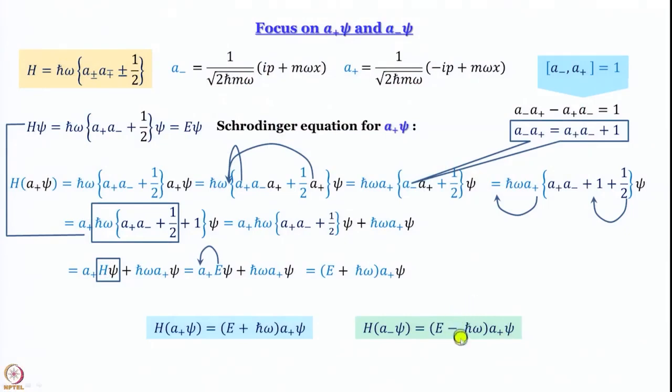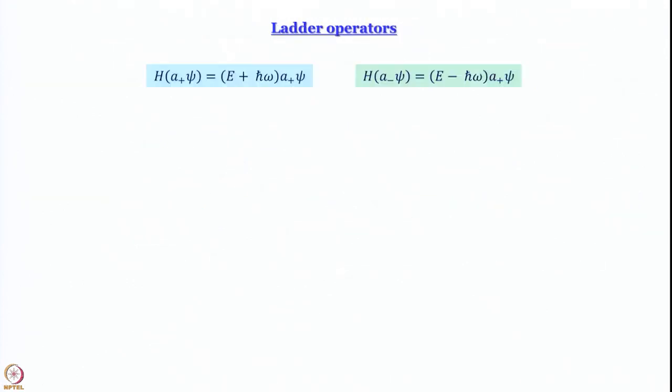Similarly, now I ask you to work this out yourself. Please convince yourself that H operating on A minus psi is equal to E minus H cross omega times A minus psi. Oh sorry, there was a printing mistake. H operates on A minus psi to give us E minus H cross omega A minus psi. This is a peril of copy paste. I just copy pasted and forgot to change plus to minus. Please correct it yourself. But let us go ahead and now conclude this discussion on ladder operators.